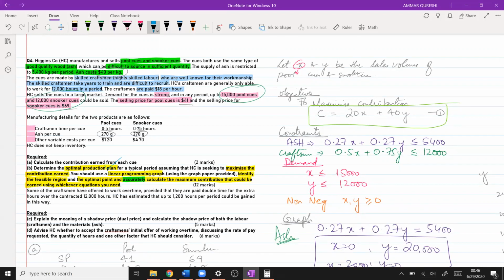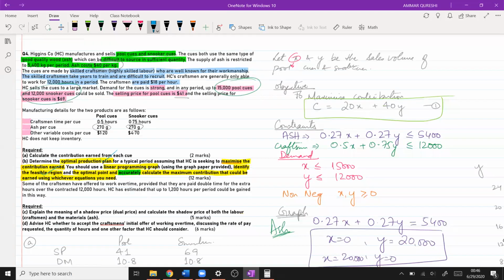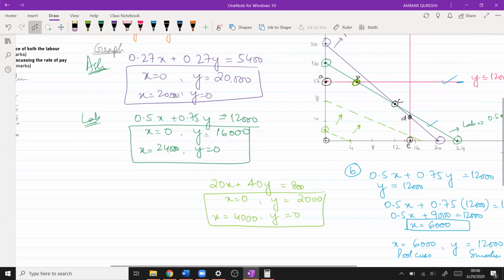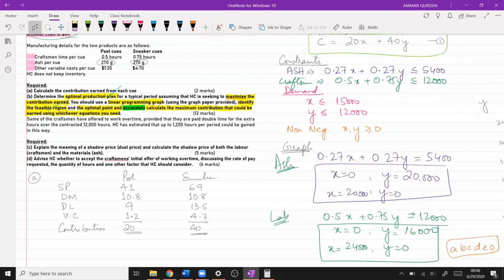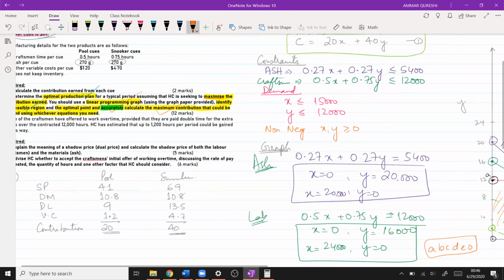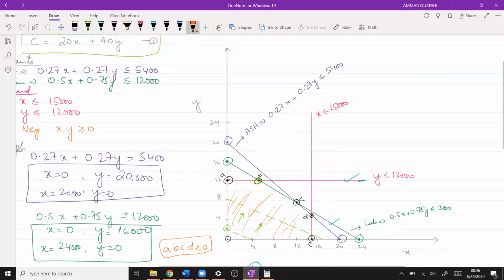We used linear programming. We identified the feasible region. If you want to identify the feasible region on the graph, you may shade it, or you may write that area A, B, C, D, E, O is the feasible area. You can write it. It doesn't matter. We identified the optimal point accurately, and we need to calculate the maximum contribution that could be earned. We haven't calculated the maximum contribution yet, right?